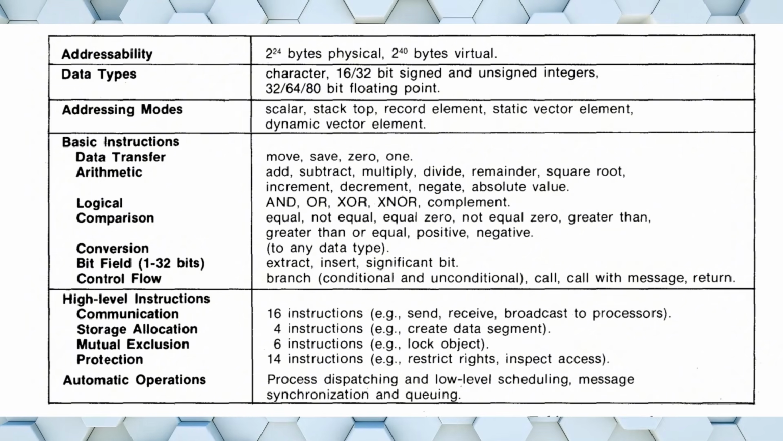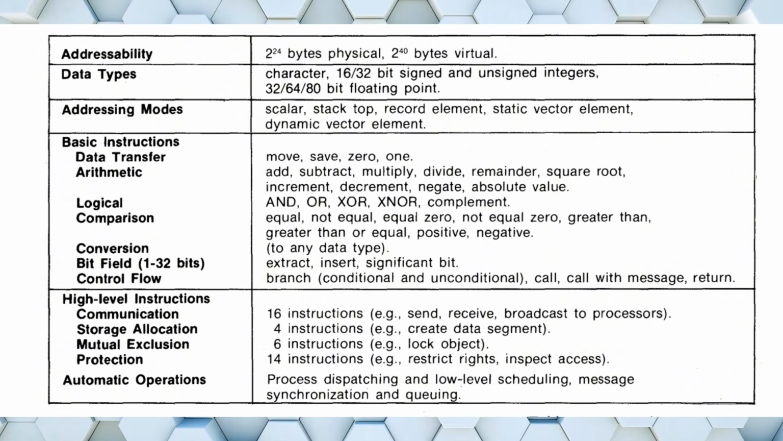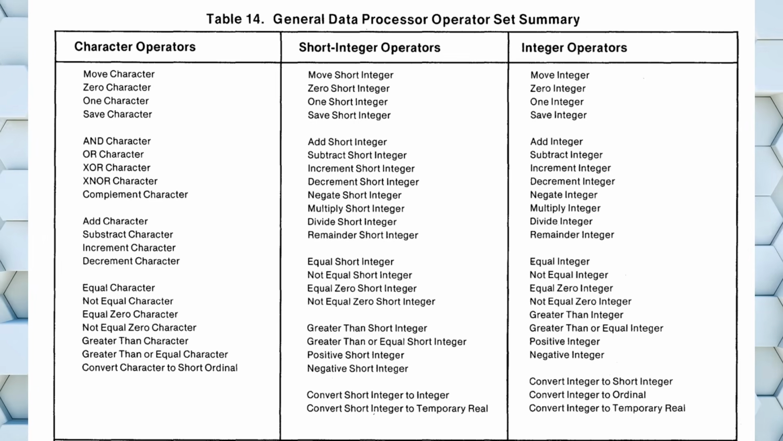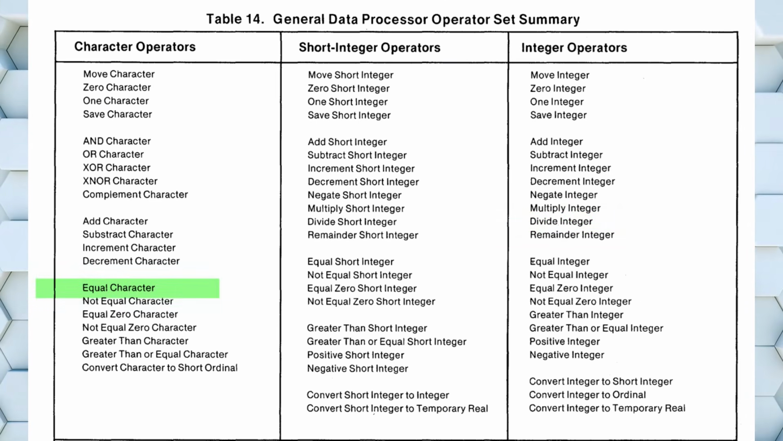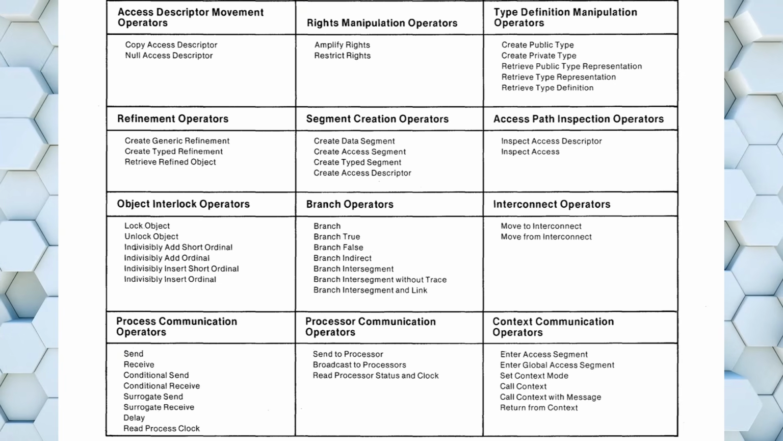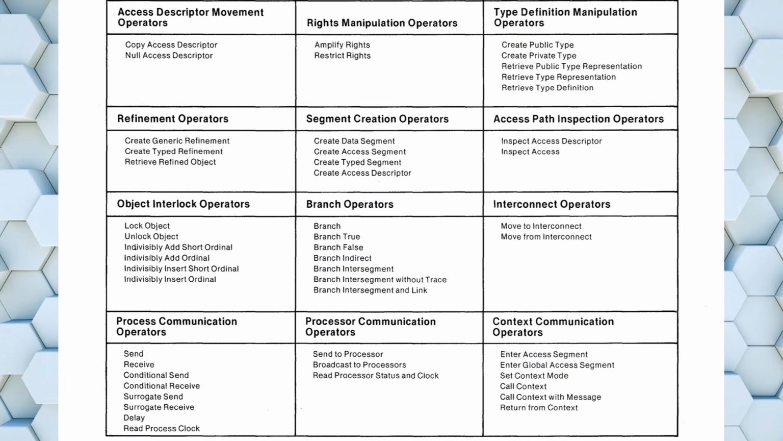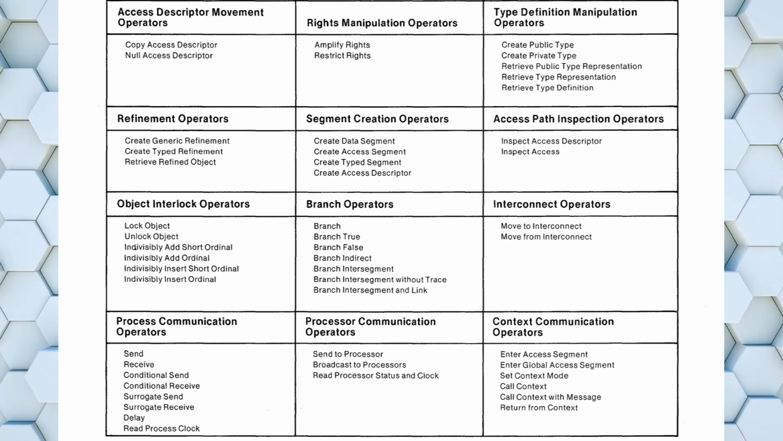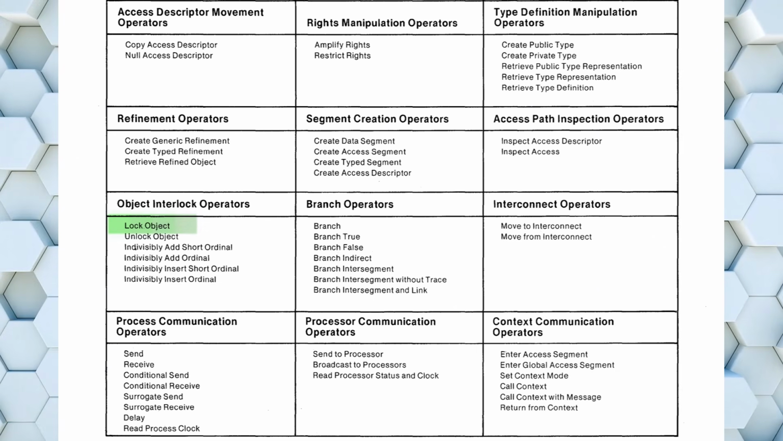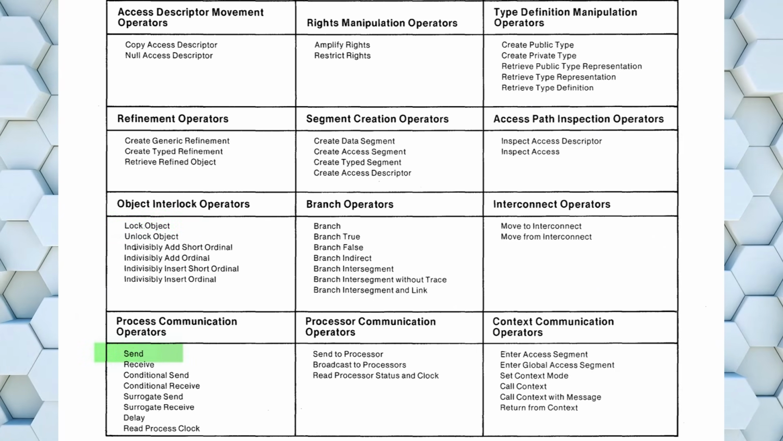It has more than 200 different instructions. Most of them are arithmetical and logical operators, like dividing two integers or comparing two characters. But there are also high-level instructions that implement very complex operations, for instance, a command to lock an object or to send an inter-process message.